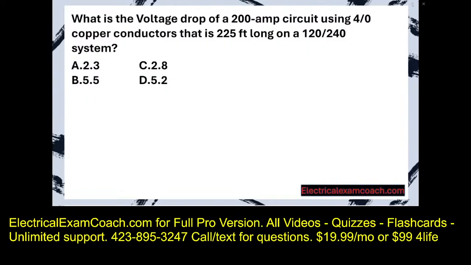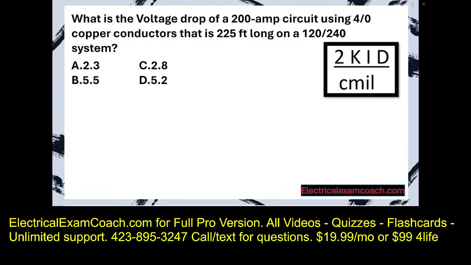What is the voltage drop of a 200 amp circuit using 4/0 copper conductors that is 225 foot long on a 120/240 volt system? Step 1, we're going to write down our formula. I like to physically write it down on the piece of paper so I can go through one step at a time. Then I'm going to draw a large division line so I can put my inputs that need to be on top and then go look for my C mills.